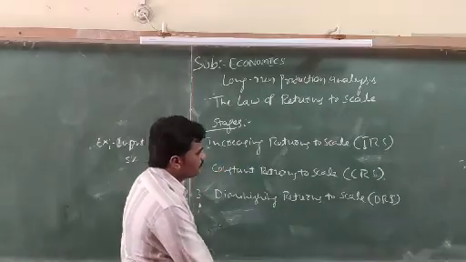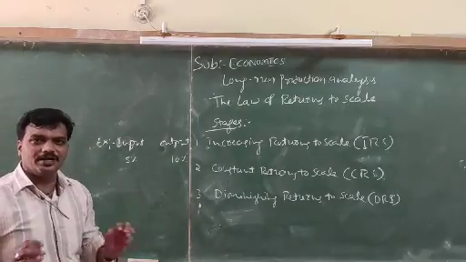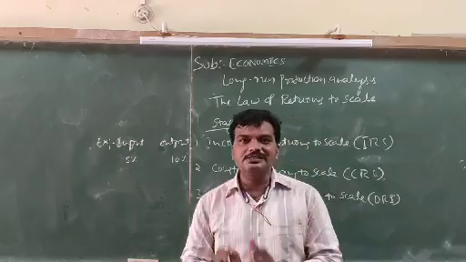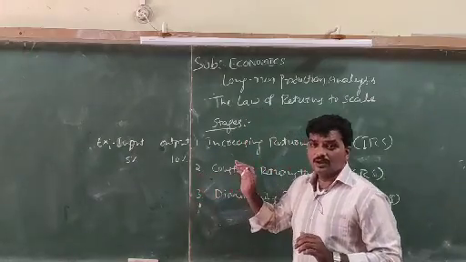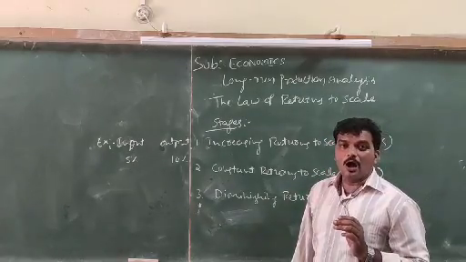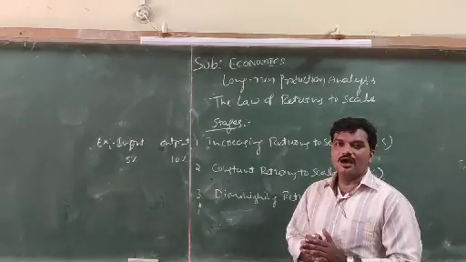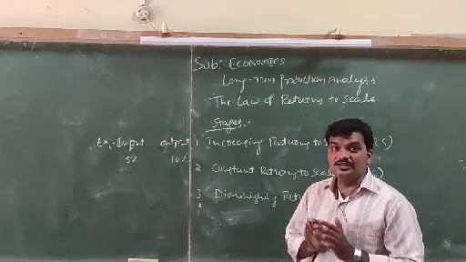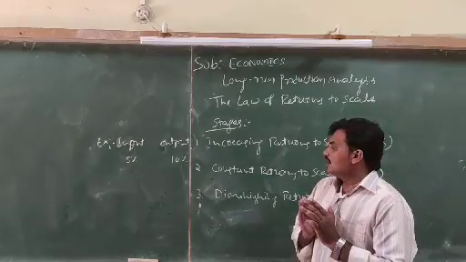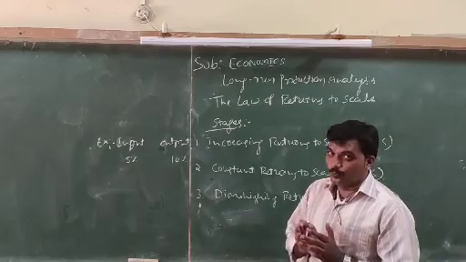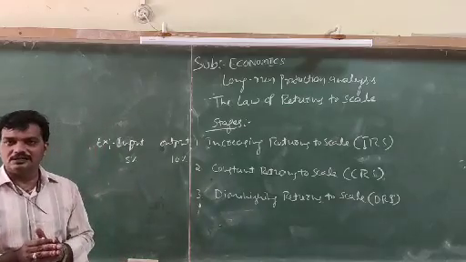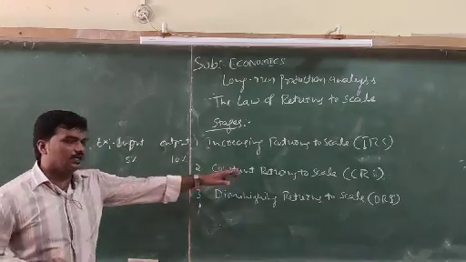Then constant returns to scale. Constant means the same rate. The rate of change in input and the rate of change in output are the same. In constant returns to scale, the output increases at the same rate as the increase in all inputs. When the inputs are increased in the same proportion, the output also increases at the same rate. That is known as constant returns to scale.